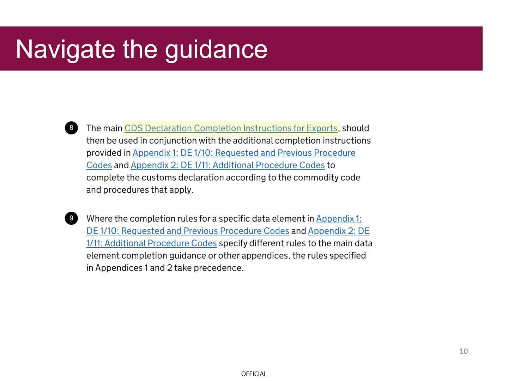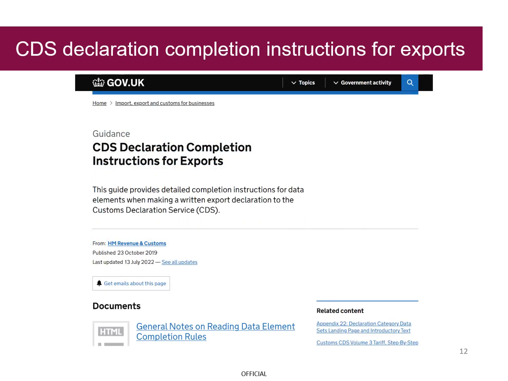First, Grayson will need to open the CDS Declaration Completion Instructions for Exports guide, which has data element by data element guidance of what is required. This can be accessed via the link in Step 8. By clicking on the hyperlink, Grayson is taken to the main guidance page.